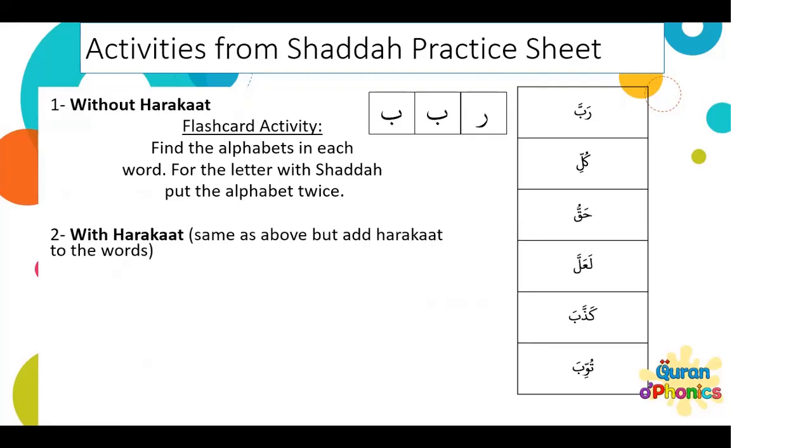At the second level, you say, okay, now add the harakat to it. So they should be able to put the fatha on ra, a sukoon on ba, and a fatha on the last ba, so that they are understanding the concept of how shadda is pronounced.